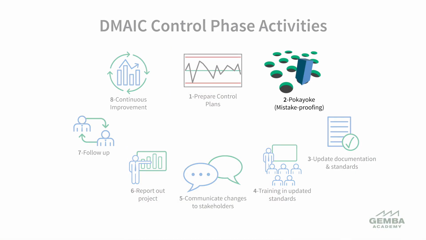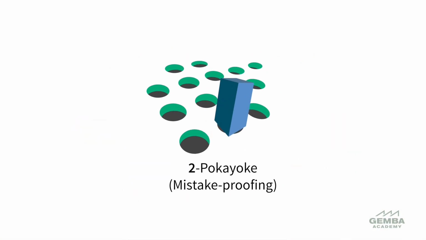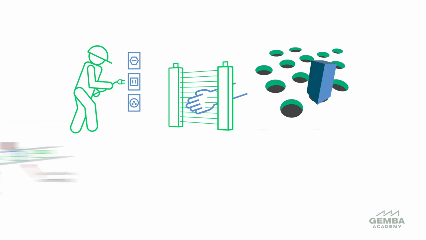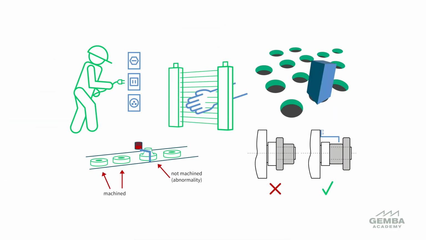The second activity is to put into place poka-yoke, or mistake-proofing process checks, methods, and devices wherever possible. The application of mistake-proofing ideas to our processes helps to prevent common errors, smooth the transition to the new method, and make our control plans more robust.